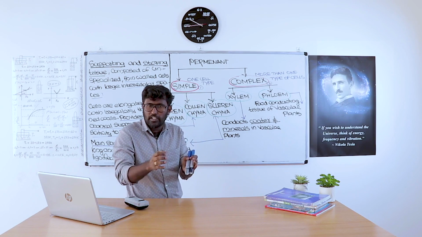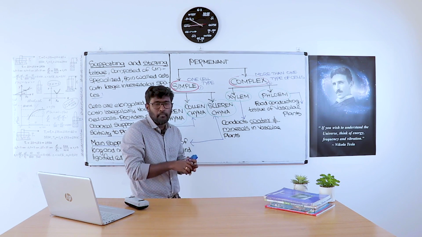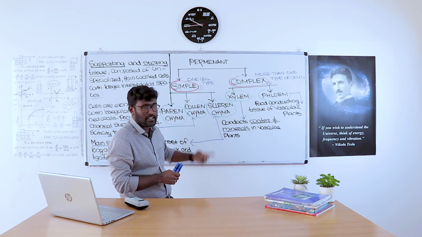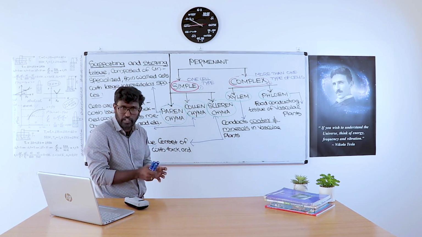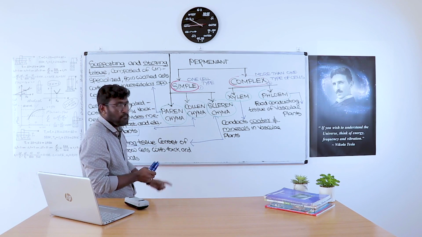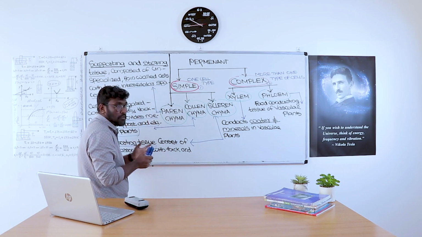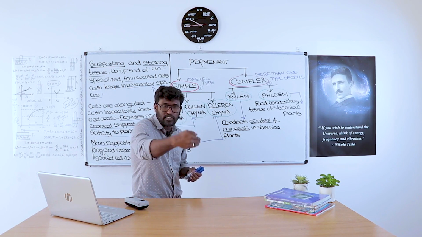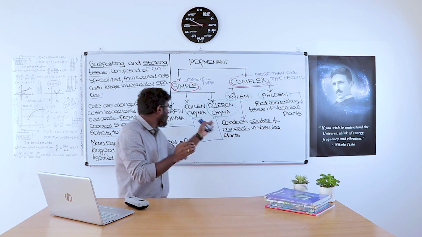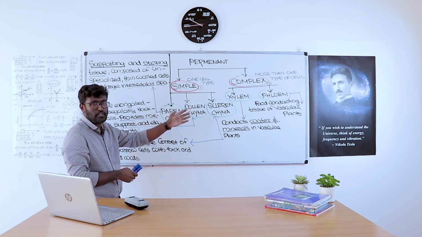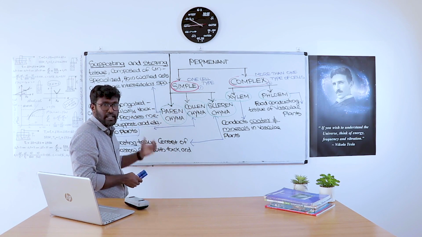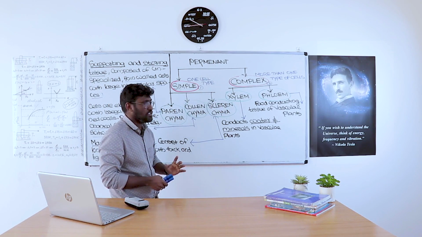Simple permanent tissue is again classified into three: parenchyma, collenchyma and sclerenchyma. What is parenchyma? It is simply the supporting and storing tissue. What about collenchyma? It provides mechanical support and elasticity to the plants. And what about sclerenchyma? It is the main supporting tissue in the case of plants.